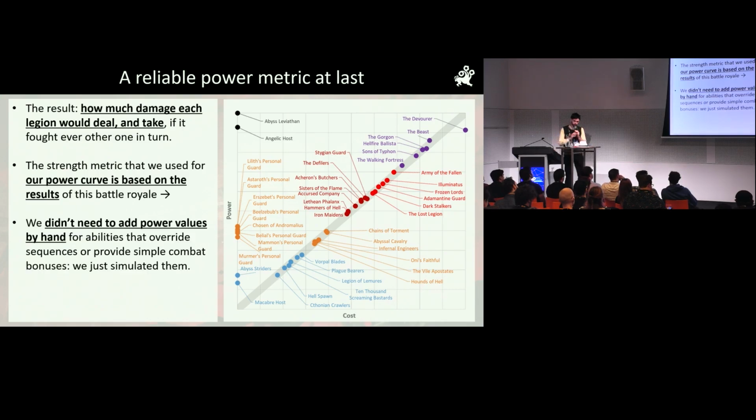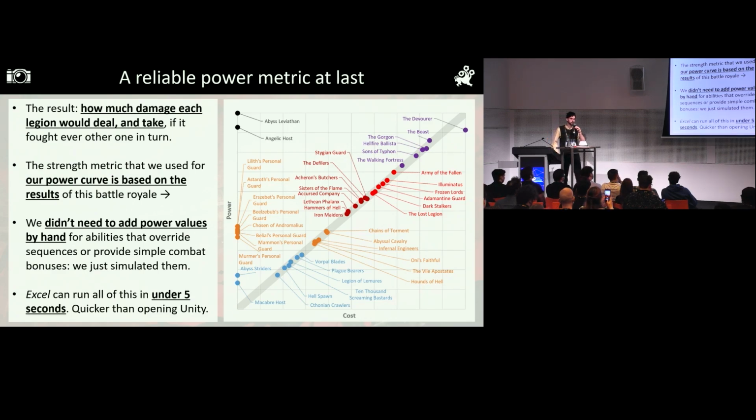And interestingly as well, what it means is that we don't need to come up by hand with values for some of these exotic abilities like range last or melee first or whatever. It's very difficult to understand what is that worth because it's extremely contextual. But we can just simulate how much it's worth by looking at the roster of every possible other legion. And this will run in just a couple of seconds in Excel, because Excel is great. Did I mention Excel's great? It does take a few seconds to calculate, but it takes a lot less time than it does to run Unity.